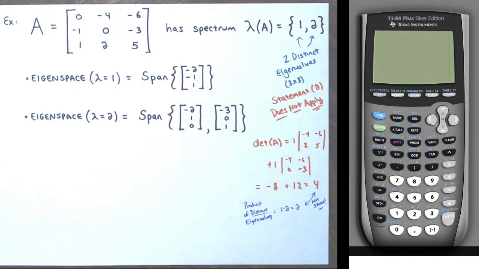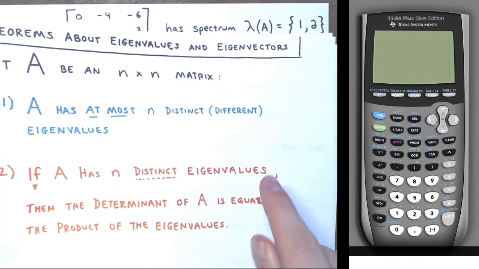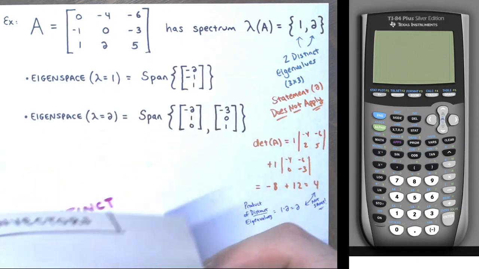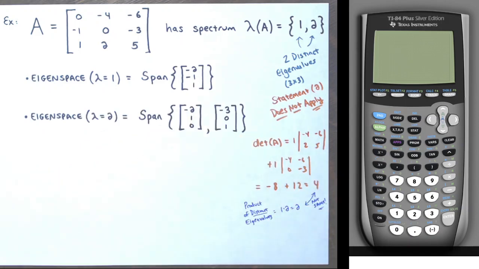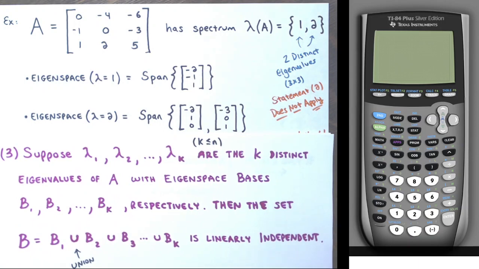Okay. All right, so that was statement 2. Again, statement 2 did not apply here because this matrix did not have n distinct eigenvalues, right? It didn't have 3 different eigenvalues. All right, then for statement 3, again, it has to do with those bases of the eigenspaces and then their union being linearly independent.